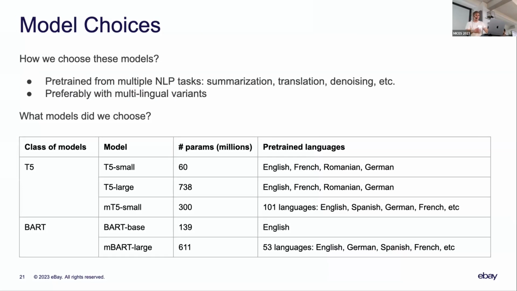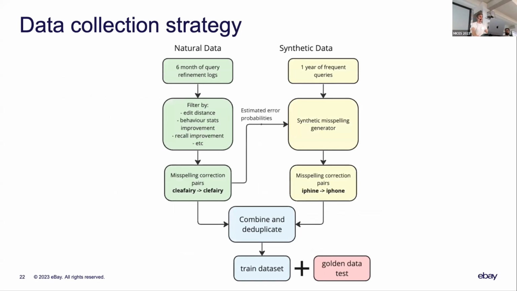T5 is an encoder-decoder model which was trained on different NLP tasks, supervised and unsupervised, like text classification, summarization, and so on. And BART is another similar encoder-decoder architecture, which was trained primarily on denoising the input sequence. We took models of different sizes, also took multilingual versions of them, mT5 and mBART, and continued to experiment with them. So what about the data collection?